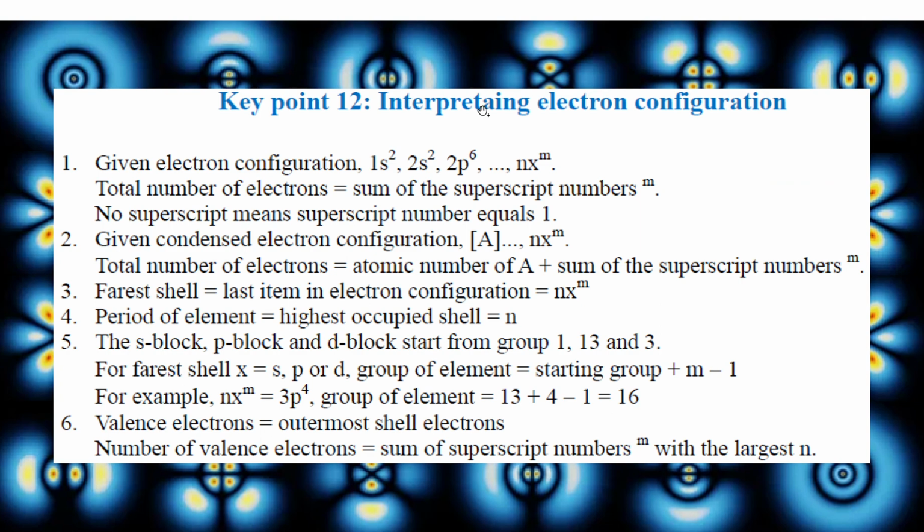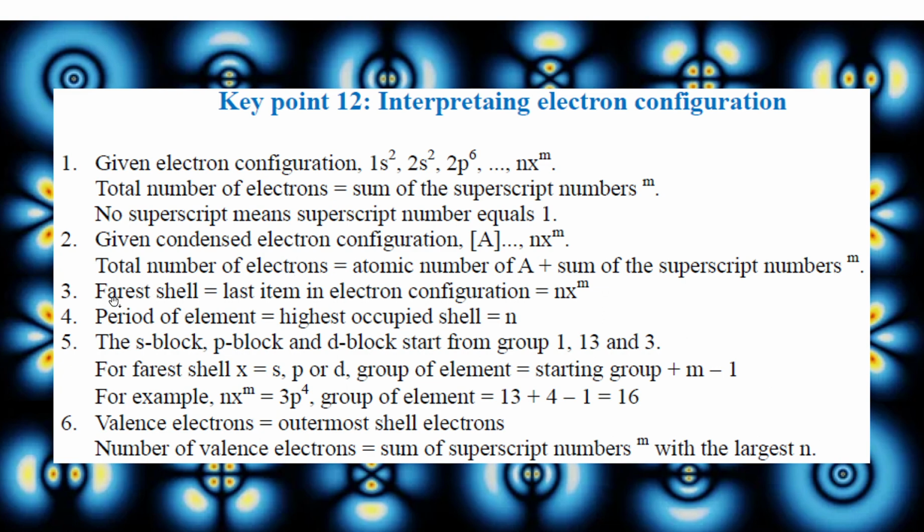And then the other thing is after we know how to fill the electron configuration, now it is time to learn about how to interpret the electron configuration. They give you the electron configuration. So the last one is the outermost shell electron, and we add all the superscripts, which is the total number of electrons. And if they give you the condensed electron configuration, also add all the superscripts, and also add the atomic number of argon, and then it will be the total number of electrons.